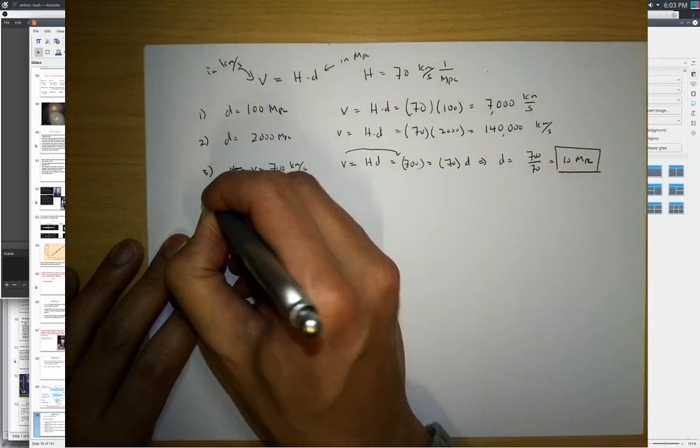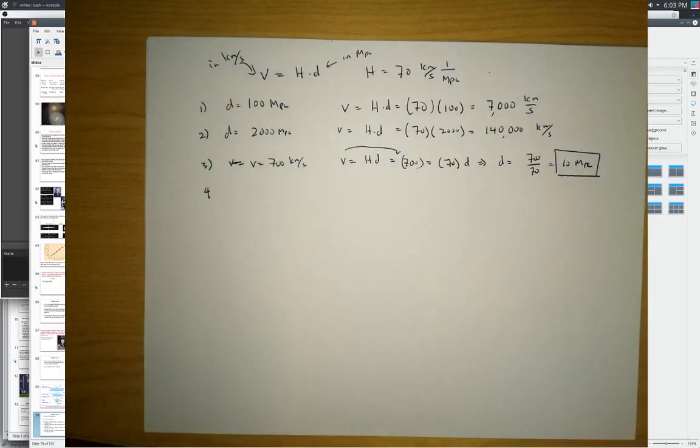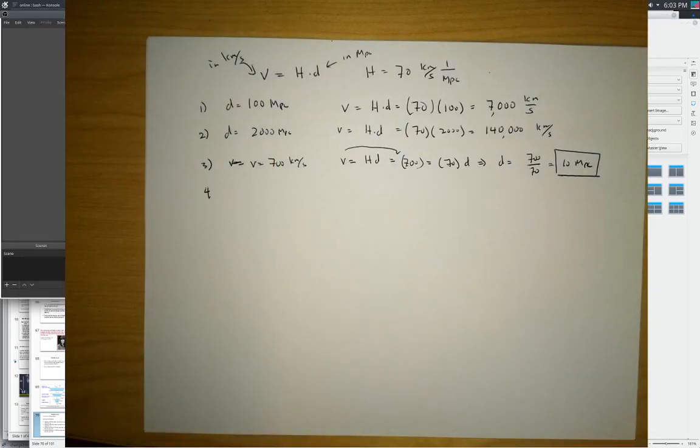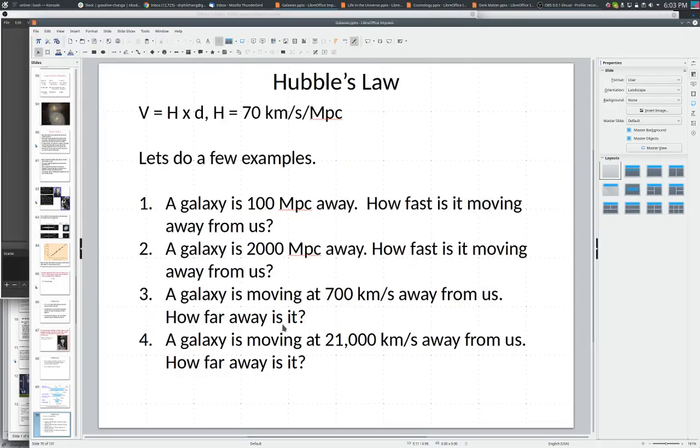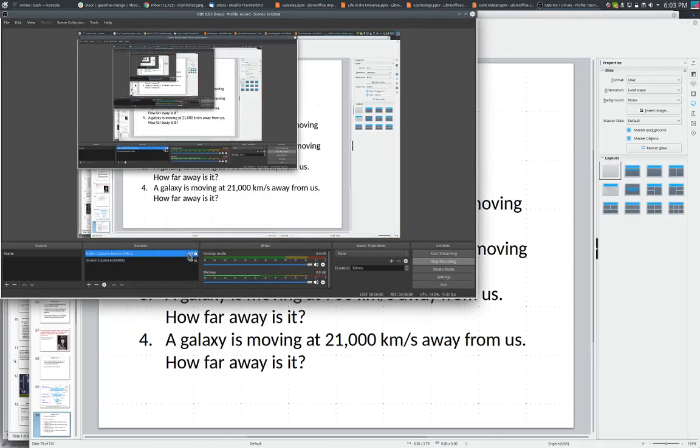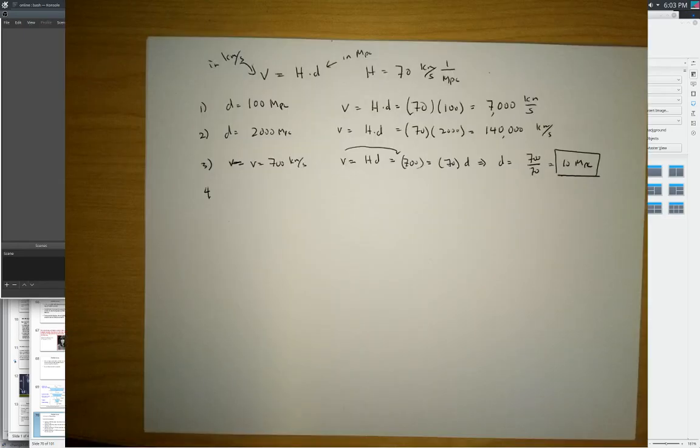Okay. Now number 4. I apologize for moving back and forth, but that's the only way to do this. A galaxy is moving at 21,000 kilometers per second away from us. How far away is it? Okay, so now let's do the last one. Turn back on my video capture, and here we go.